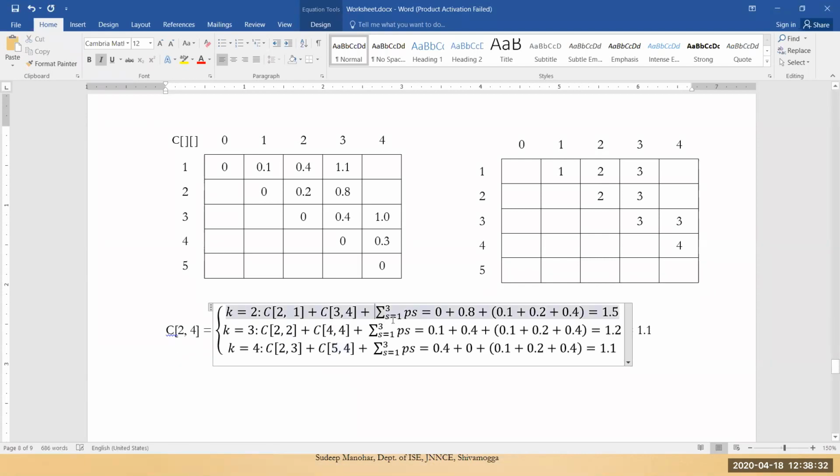Next, summation formula. In summation formula, some changes. So this is from 1 to 4. Oh, sorry, 2 to 4. 2 till 4. So it is from 2 till 4. Okay. Now, let us fill these values.